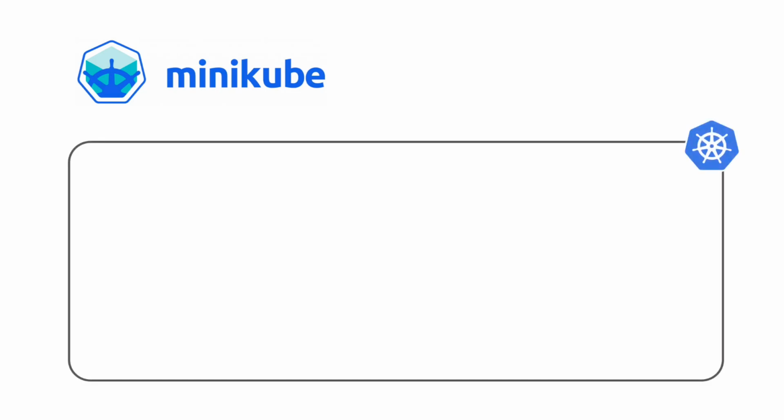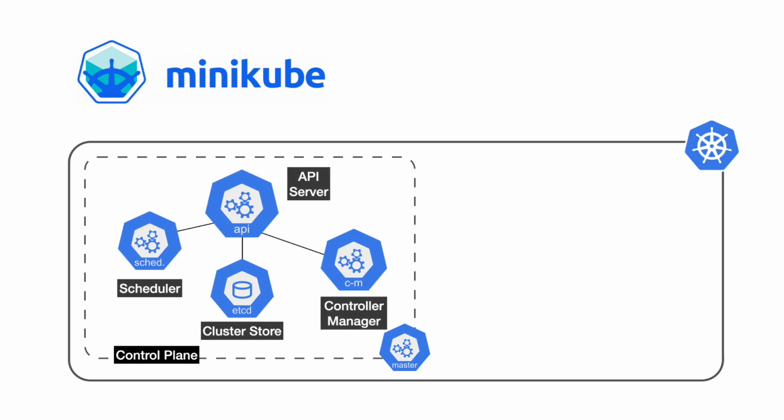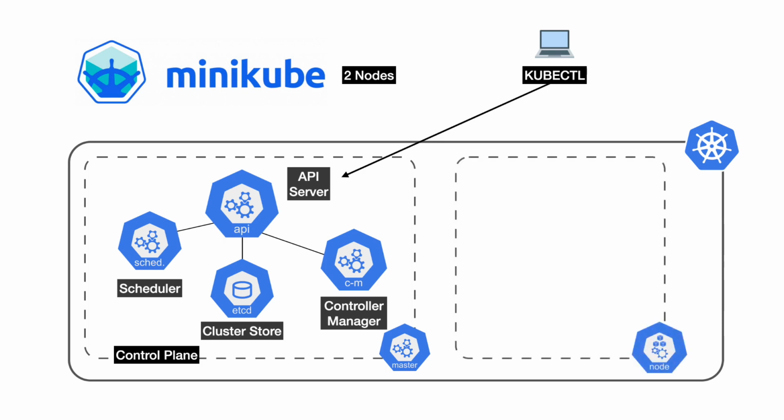So currently we have our Kubernetes cluster with one node, which is the master, and it has all of the components that make up the control plane. And we've been using kubectl to interact with our cluster. Now let's go ahead and create a second node. So we want to have a cluster with two nodes. And what we're going to end up with is a cluster like this.